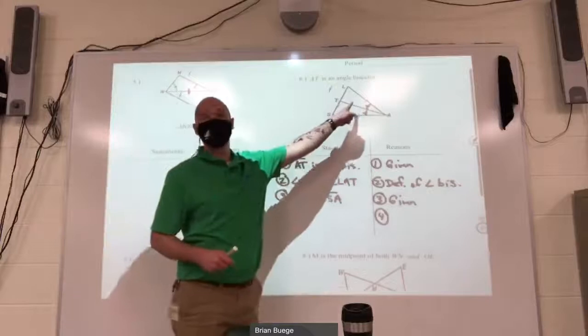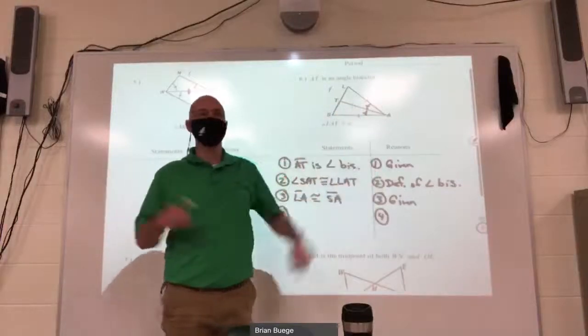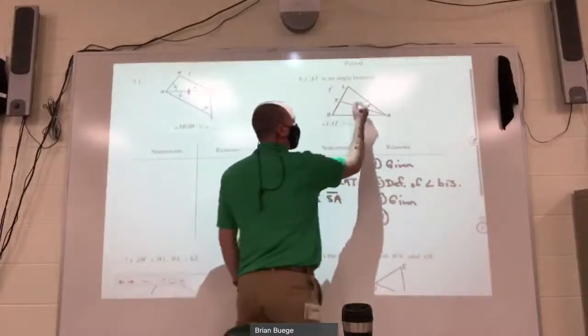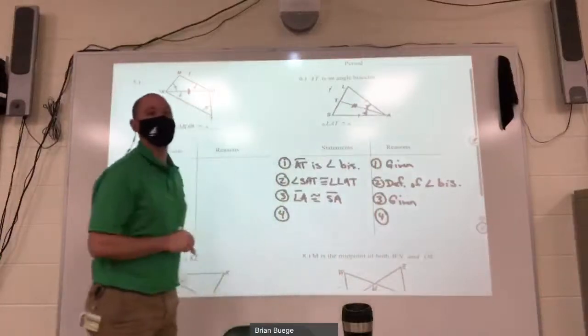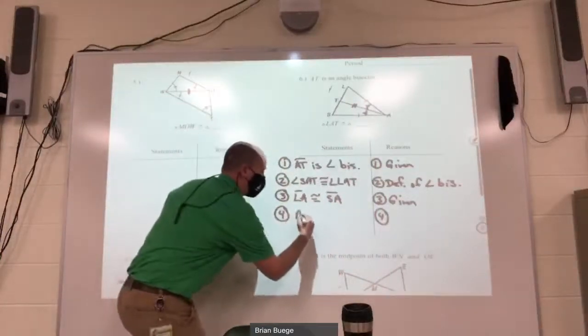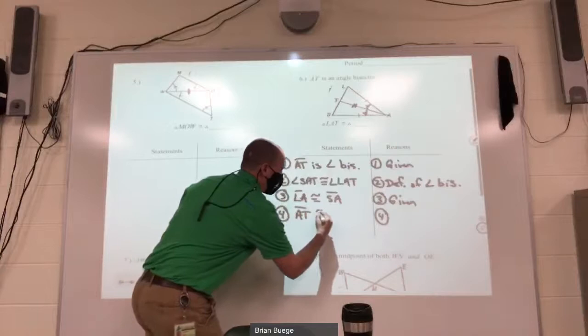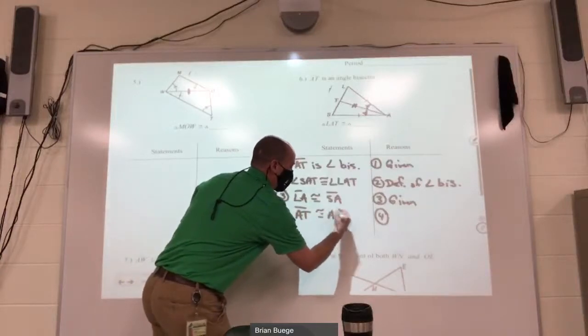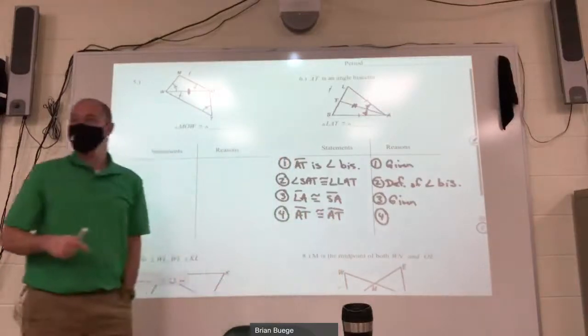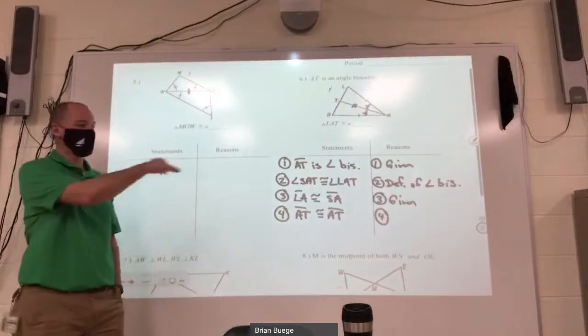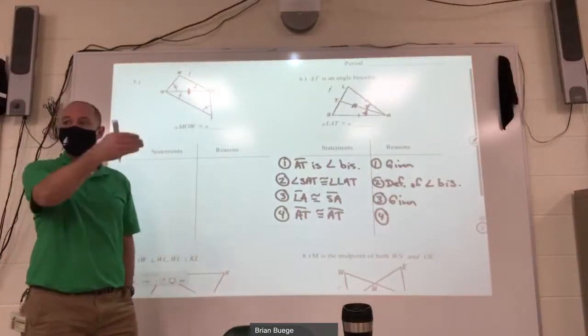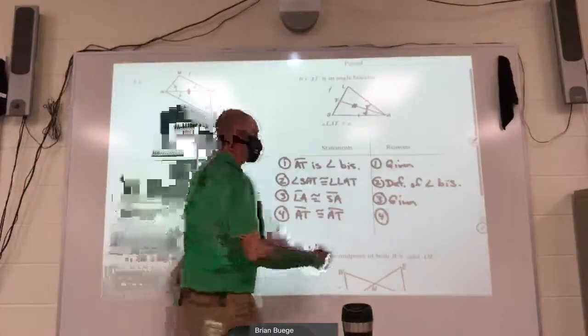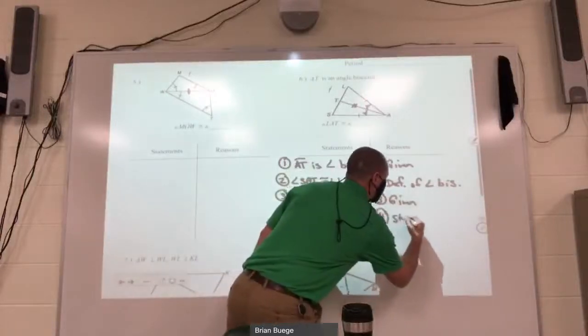Yeah, we've got a shared side again. Anytime there's a shared side, there's a pretty good chance that's coming into play. So segment AT is going to be congruent to itself. There would be my step 4: segment AT congruent to segment AT. And what's the reasoning? One of two things. You can either put shared side, or remember that's called the reflexive property. For now, I'll just put shared side. That's fine.